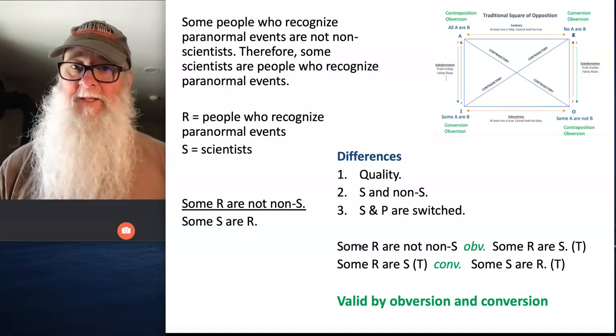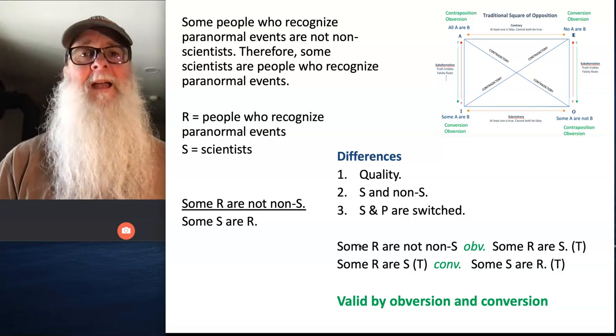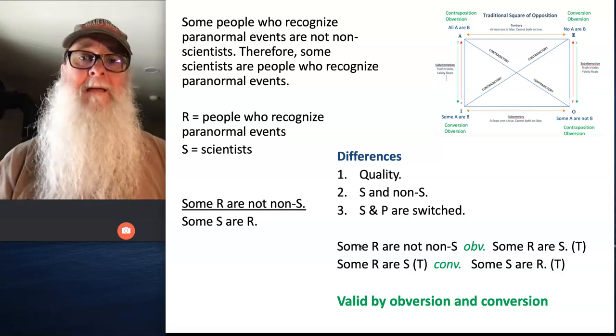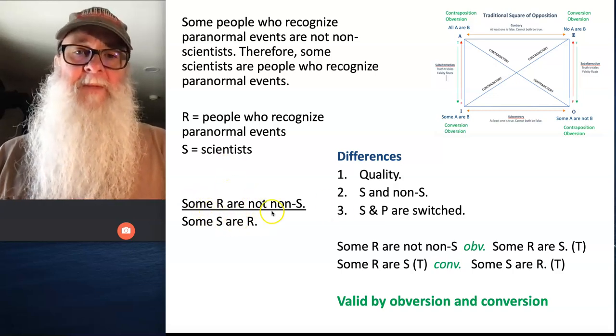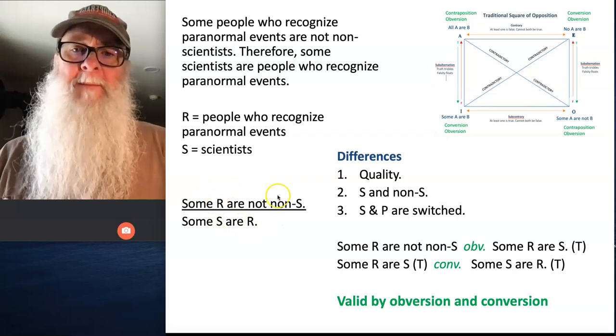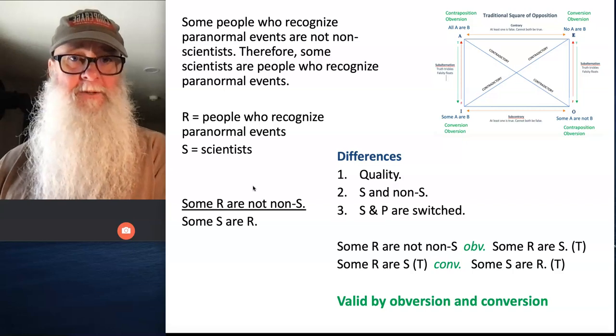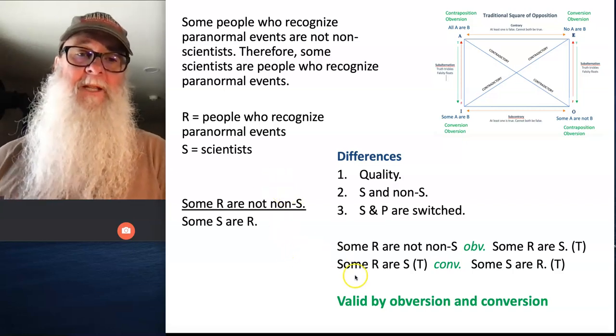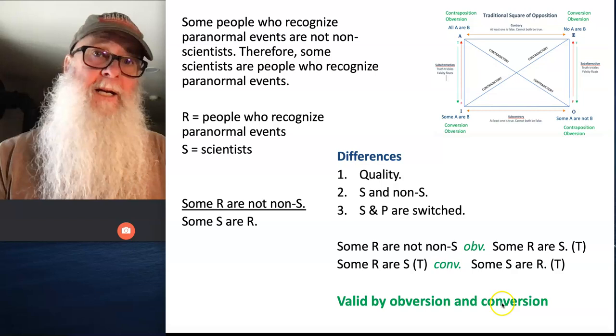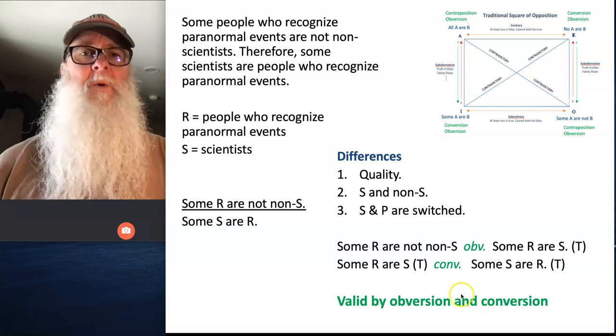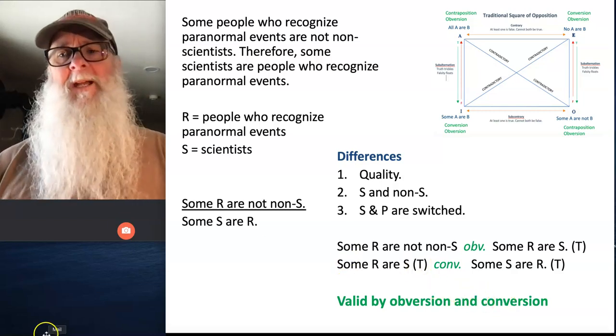One thing to take note of with this argument is obversion and conversion have to be applied in that order. Because if we begin with conversion and we convert this premise, we will have committed illicit conversion, because we're not allowed to convert O statements. All right, so we want to make sure we get the order of operations correct and indicate them in that correct order when we are proving an argument to be valid or invalid.